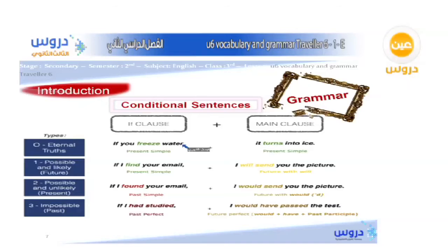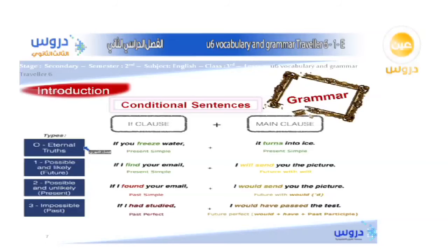Okay. The conditional sentences, you can figure them out easily by finding if in the sentence. We call them clauses. If clause, main clause. Okay. We have 4 types of conditional sentence.